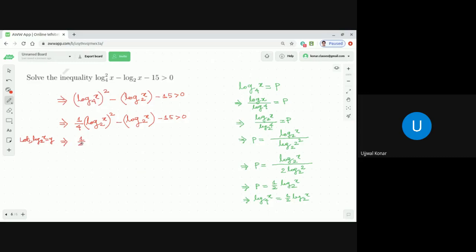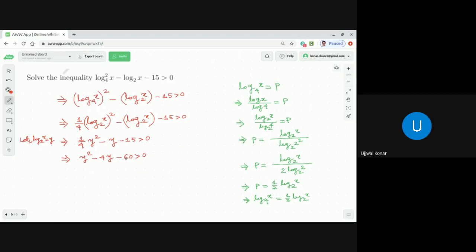We are going to get 1 by 4 into y square minus y minus 15 greater than 0, correct or not? And that is a little bit of a comfort position, because we love to solve quadratic inequations rather than relatively complex logarithmic inequations. So from here, we are going to get y square minus 4y minus 60 is greater than 0.